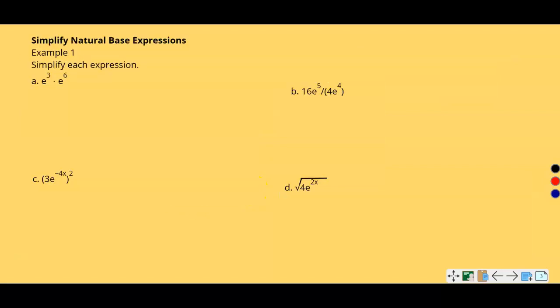Example 1, simplify natural base e expressions. Simplify each expression. All right, so part A says e^3 times e^6. So this is properties of exponents. You keep your base and add your exponents. So part A is going to be e^9.